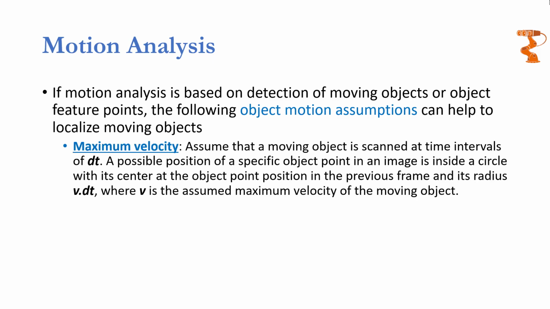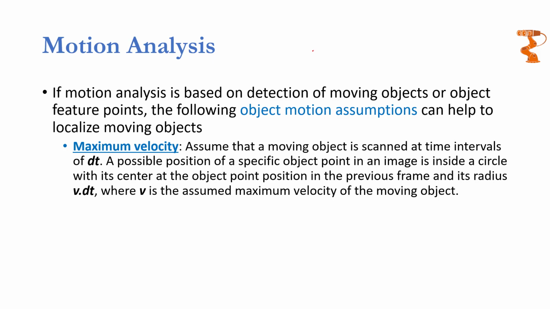The first one is of maximum velocity. Remember the example of seeing a fighting jet flying in the sky? Our brain somehow assumes the maximum velocity of the jet, and if it becomes occluded, then we can very easily approximate where it might be. A similar assumption is followed while tracking moving objects in scenes. For example, if a scene is scanned at certain time intervals, then this interval multiplied with the maximum assumed speed will give us the distance that the object might have traveled between successive scans.